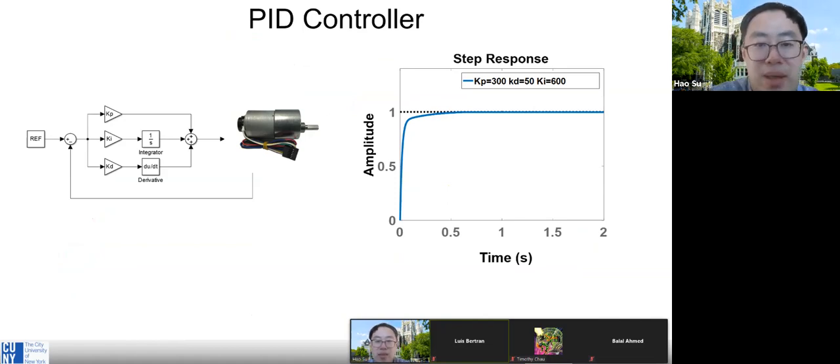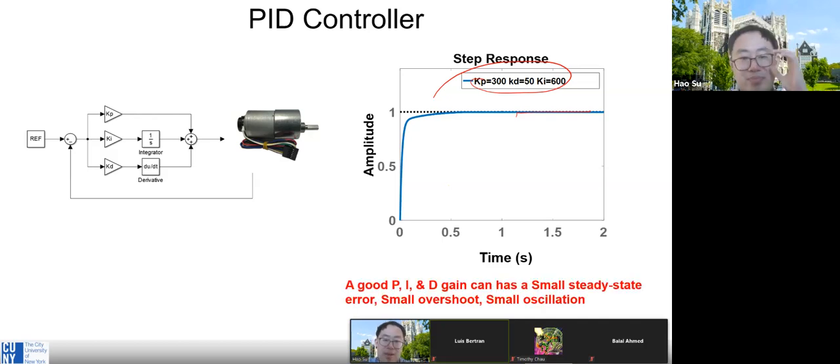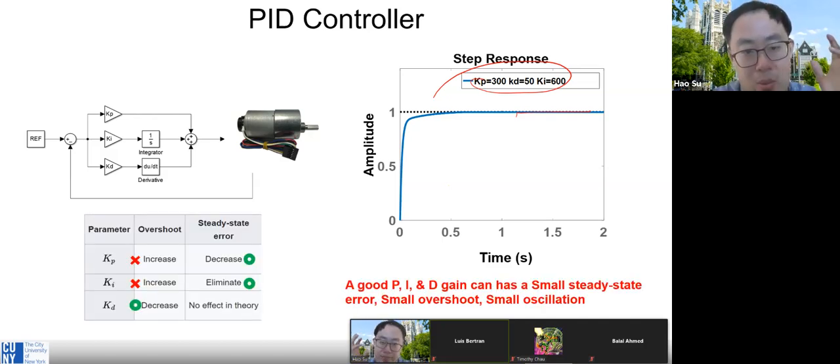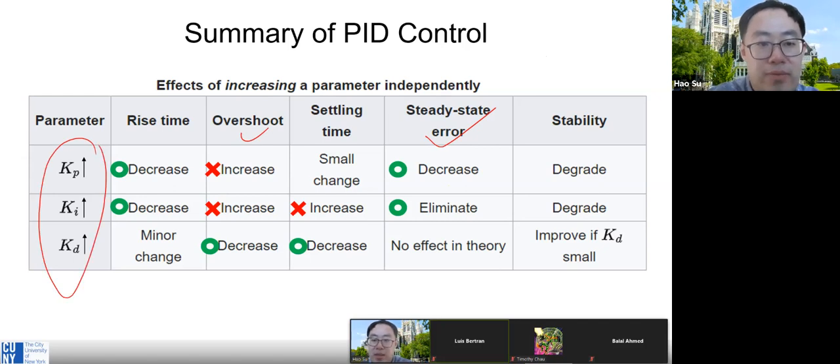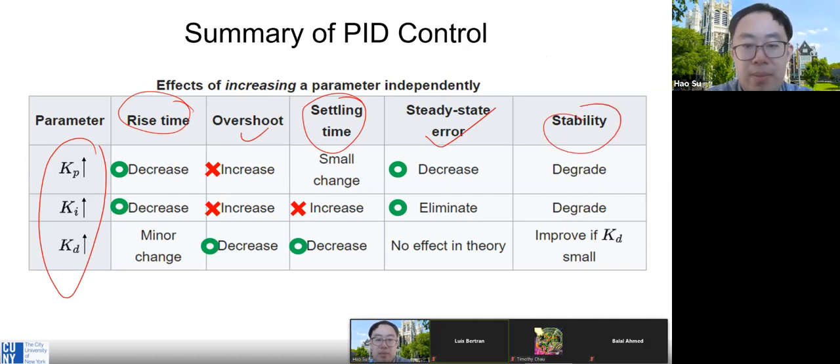If you look at this combination, we have zero overshooting and also perfect tracking. The steady state error looks almost zero. That's why the PID controller is so useful. Besides the overshooting and the steady state error, those three terms also have effects on rising time, settling time, and the stability. That's the general idea about the PID controller.